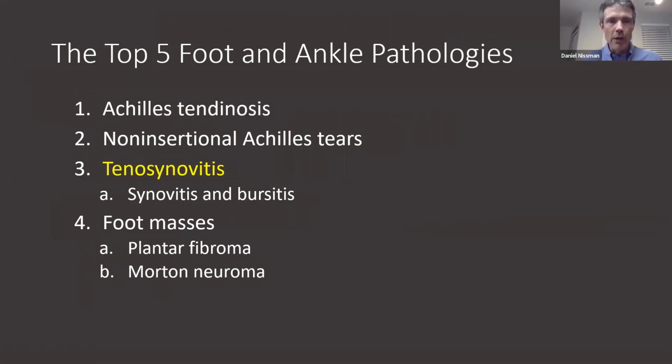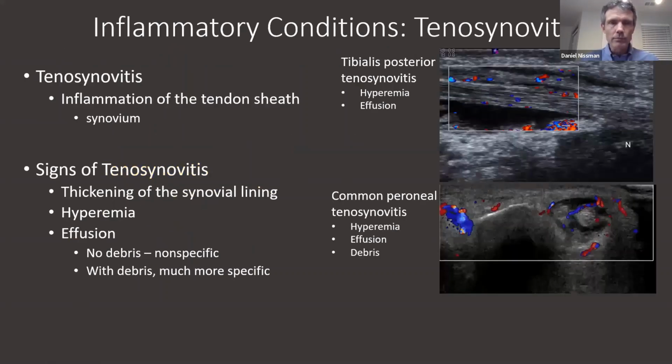Okay, we're going to switch gears now. We're going to talk about inflammatory processes, particularly tenosynovitis, but then also synovitis and bursitis. Tenosynovitis is inflammation of the tendon sheath, or any synovially lined structure can become inflamed and follows the same rules. Signs of tenosynovitis are thickening of the synovial lining, hyperemia, and effusion with debris. If you just have an effusion without any debris or any other signs, that is quite nonspecific, and you should entertain physiologic fluid as a possibility or other causes.